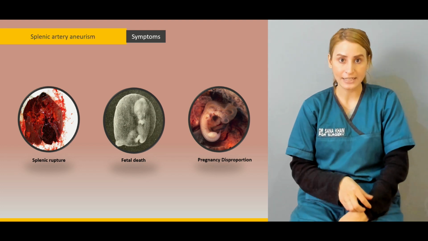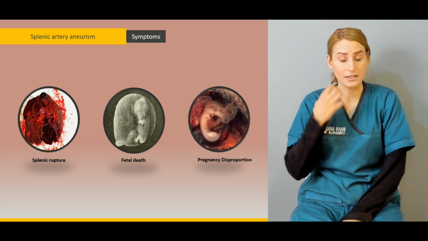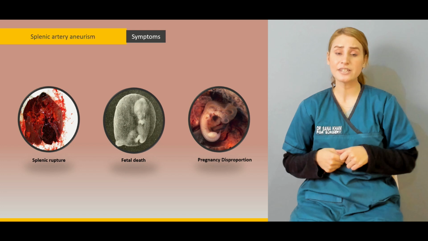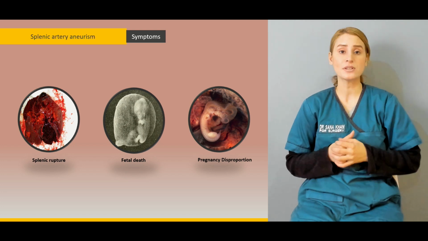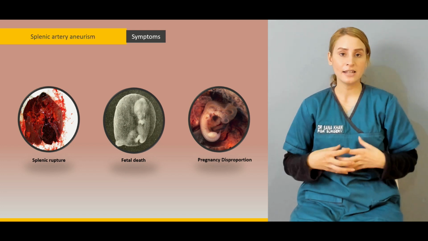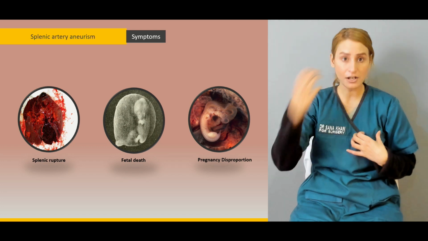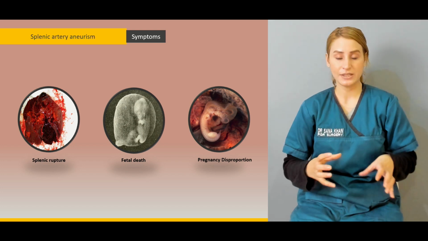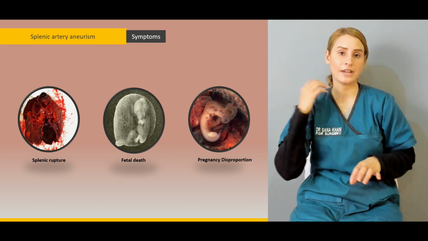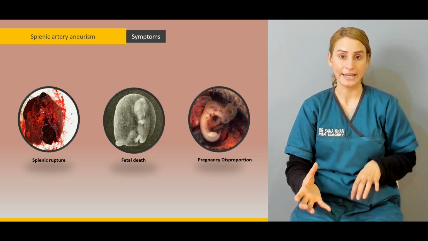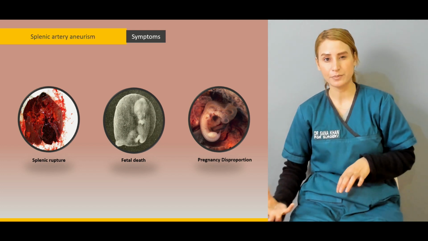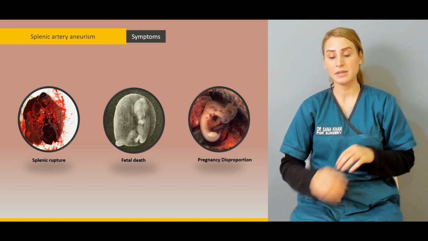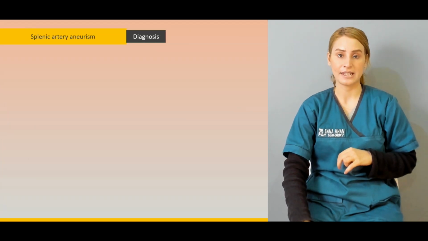If the spleen bleeds massively, then this can lead to fetal death, because it will lead to hypoxia of the child, since the fetus is getting its oxygen from the mother. When a lot of blood is lost within the abdominal cavity, there is less blood available for the fetus. So that's why it goes into hypoperfusion and hypovolemia, and it leads to fetal death. Or there can be disproportion of the pregnancy.